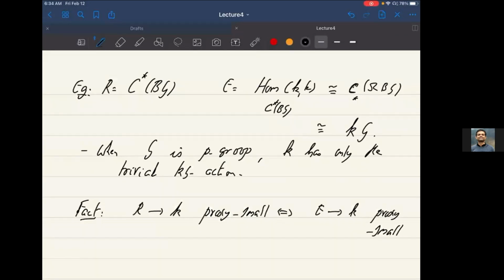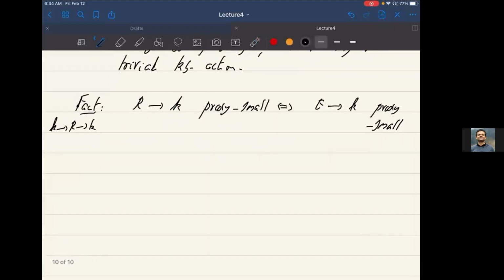I have to explain how there's a map from E to K, but this is sort of standard. It comes from the augmentation. So we're in the augmented world, remember? So this is proxy small if and only if this is proxy small. And in this one example, this is asking that K is proxy small as a KG-module. But KG itself has a finite filtration by K-modules. So K builds this free module, and that shows that this is proxy small.